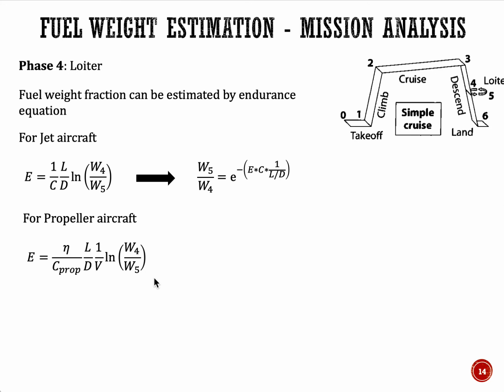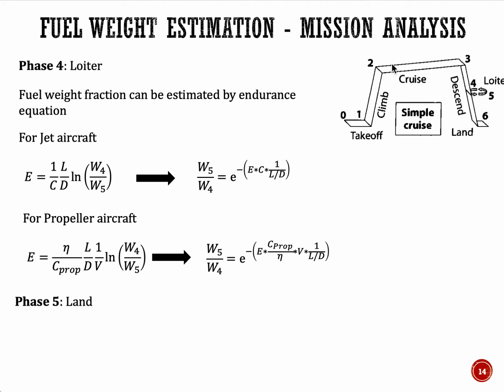For the prop aircraft, you don't have thrust specific fuel consumption. You have the brake specific fuel consumption here, and eta is your prop efficiency, right? We can solve for W5 by W4 in this equation as well and get a value. So endurance comes from the requirement, and C prop you estimate. L over D is something that you estimate as well from the previous step, right? And this will eventually give you an idea of what the loiter weight fraction is going to look like.